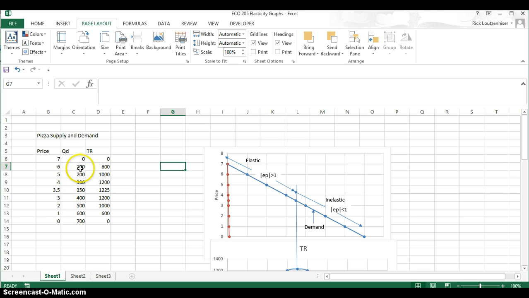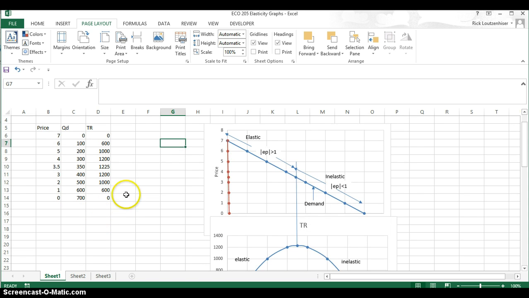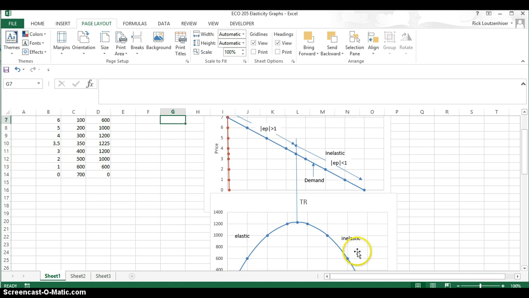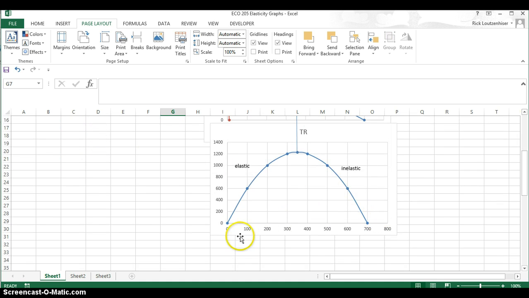And if I multiply each by the other, 6 by 100, 5 by 200, and so forth, I can calculate the total revenue at all those different prices. And then I'll plot both of them. Here's the demand curve right here that corresponds to this quantity column. And down here is the total revenue curve corresponding to that column. Total revenue would always look like this, U-shaped like this.